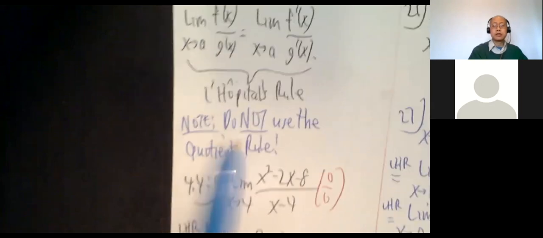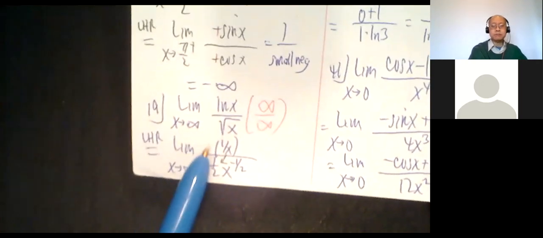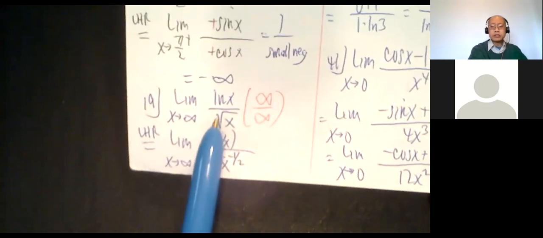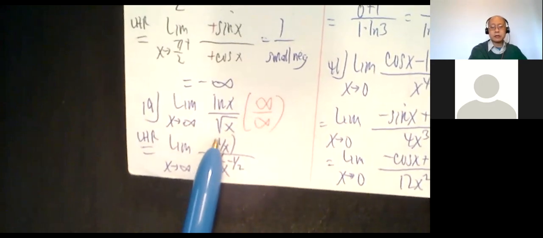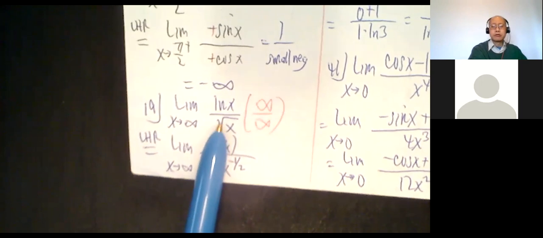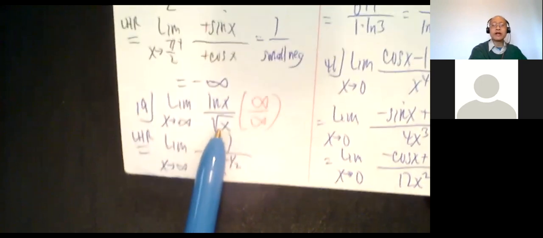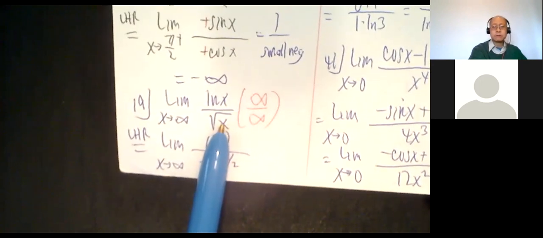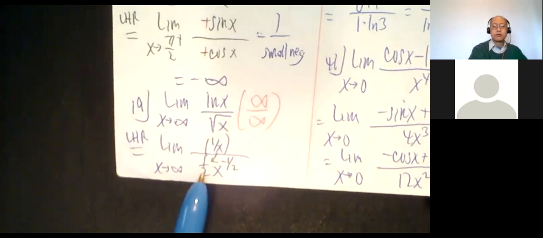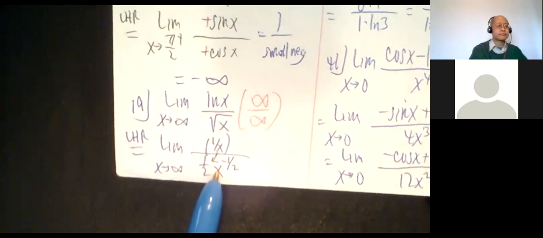Again, do not use the quotient rule. Just take the derivative of the top, derivative of the bottom. All right, so derivative of the natural log of x is 1 over x. Derivative of the bottom, which is x to the 1/2, is 1/2 x to the negative 1/2.